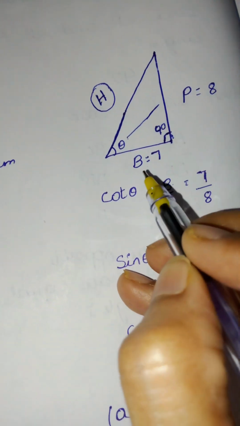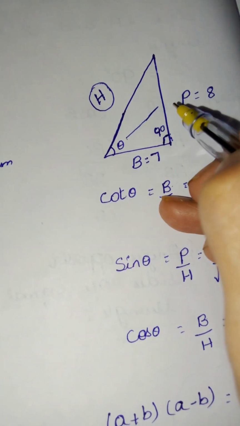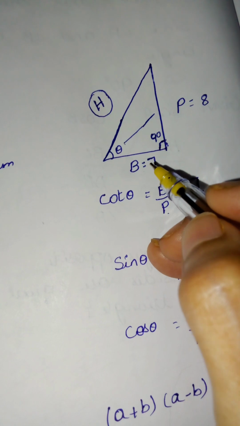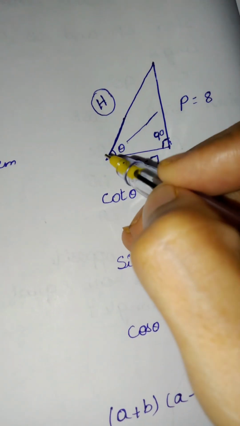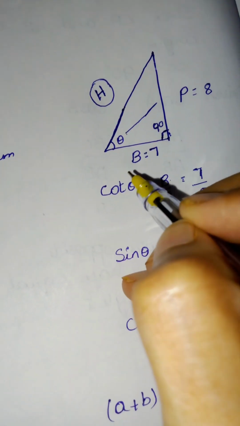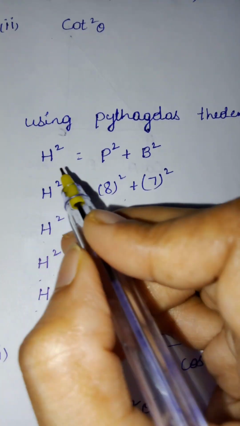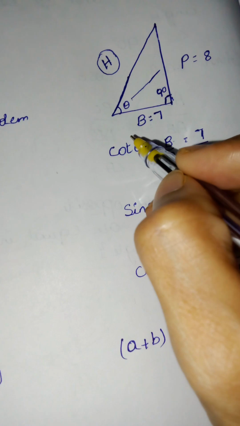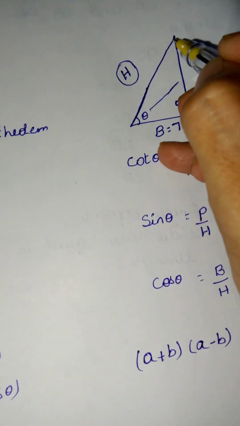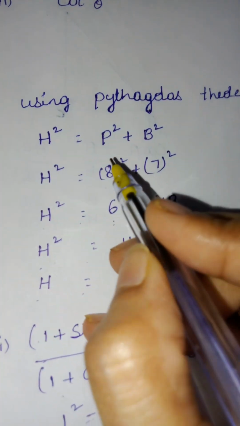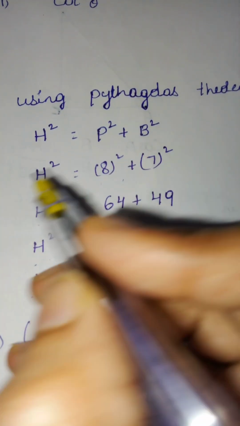So here base is 7, perpendicular is 8. We need to find hypotenuse. So by using Pythagoras theorem, we'll find hypotenuse. Pythagoras theorem states that in a right triangle, the square of the hypotenuse side is equal to the sum of the squares of the other two sides. So hypotenuse square is equal to perpendicular square plus base square.